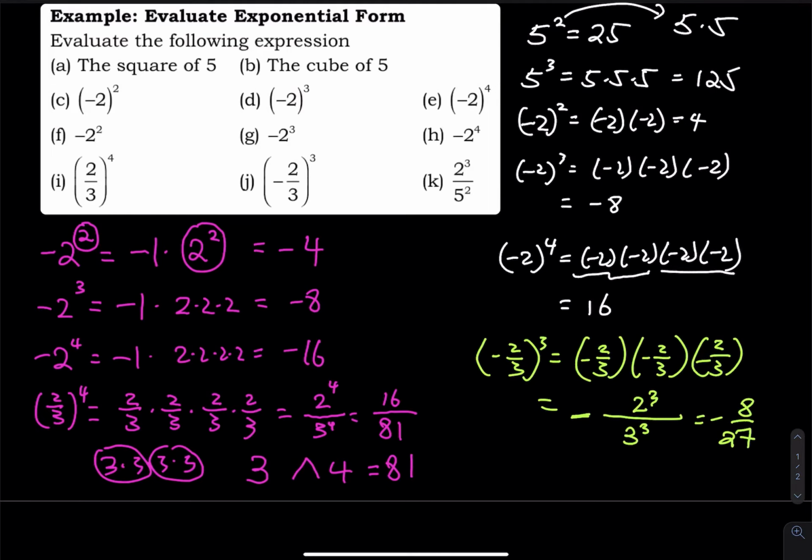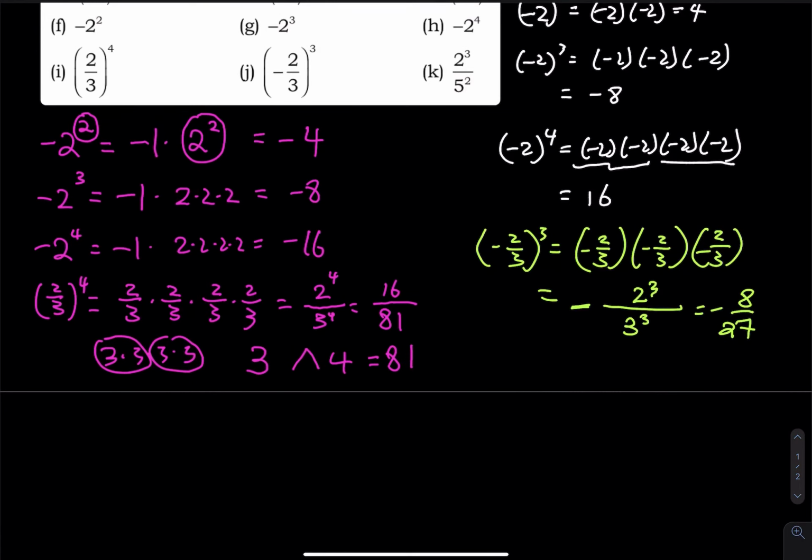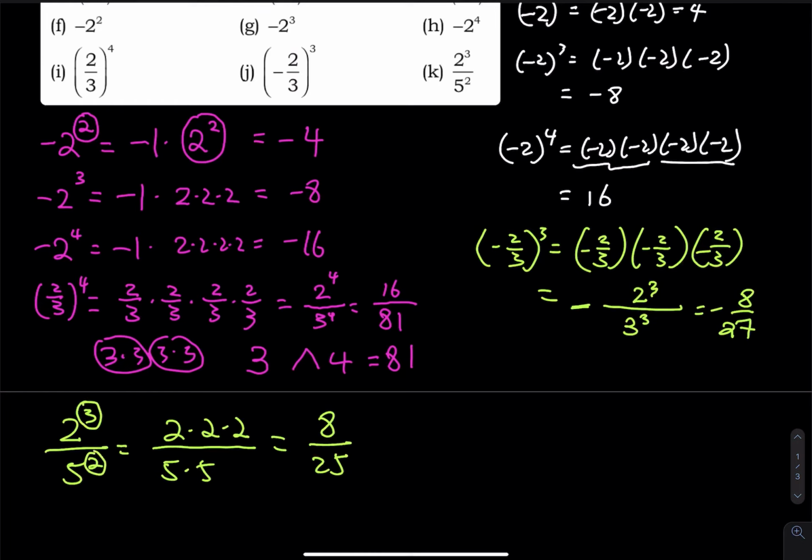All right, the last one, 2 raised to the third, and then 5 raised to the square, so that is 2 times 2 times 2 over 5 times 5. The bottom is 25, the top is 8. All right, so that's how the exponent works. You will see exponent, the power. You can call it the third power, the second power. So they are exponents, or in algebra, we call it a degree.